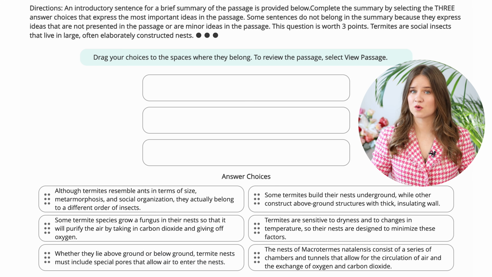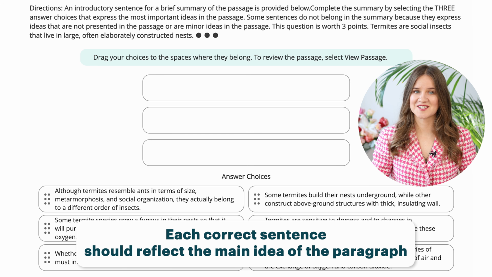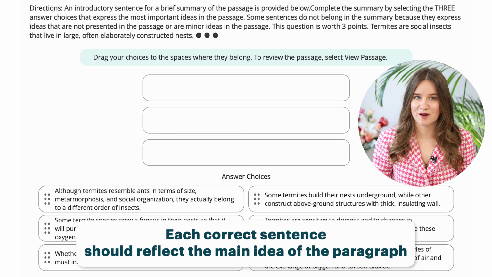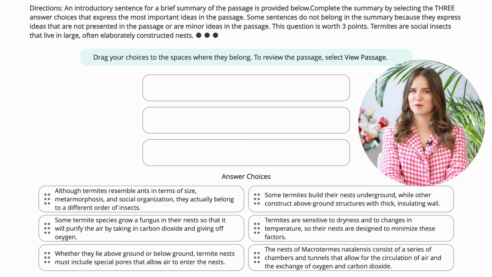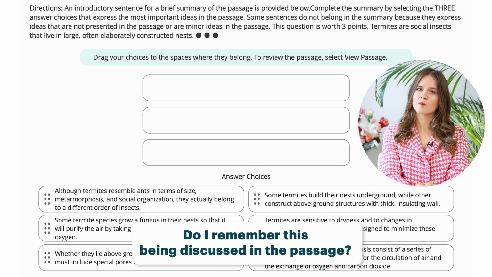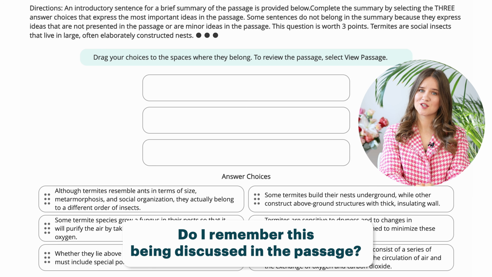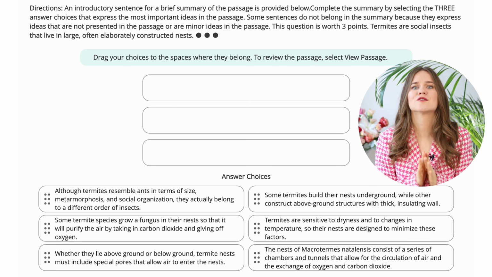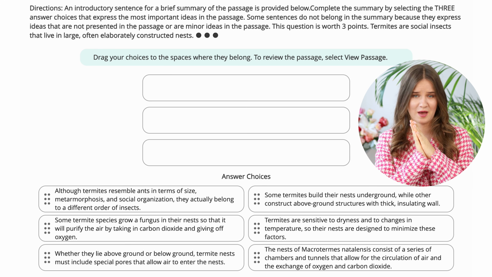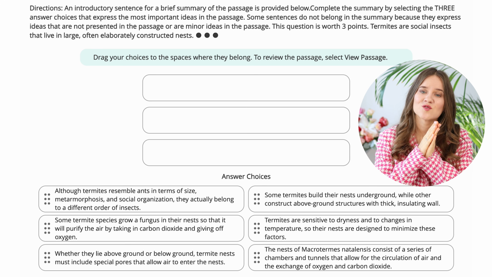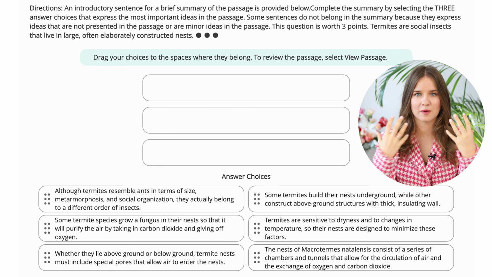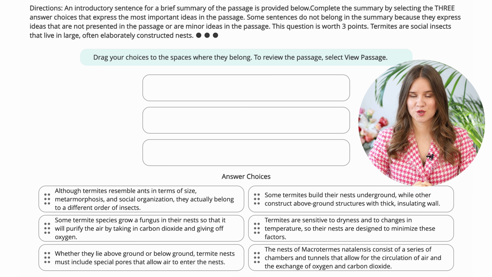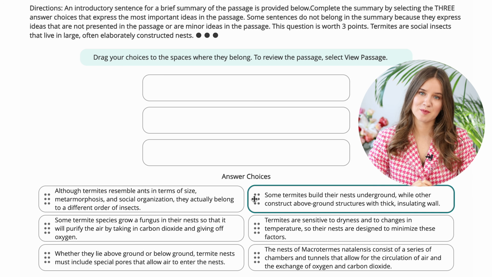How do you know if you've chosen correctly? Each correct sentence should reflect the main idea of the paragraph, not just one example or a side note. You can double check by asking yourself, do I remember this being discussed in the passage? By the time you reach this question, you've already read most of the passage carefully. So if a sentence really reflects a main point, you should at least remember seeing it when you answer the earlier questions. Here are the options I picked.